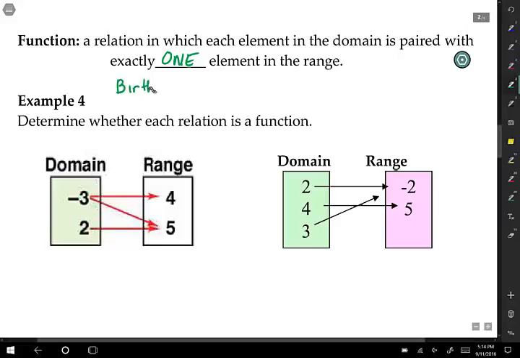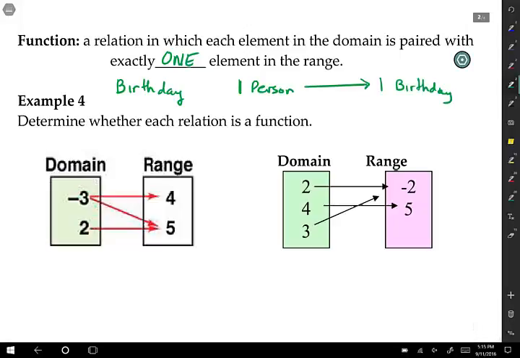A birthday, if you think about it, one person can have one birthday, and you can only have one birthday. So if you have one person, for every person, they have exactly one birthday. No person has 2 birthdays, but you can have multiple people having the same birthday. And that's a good example of what a function is. And we're going to talk more about that later.